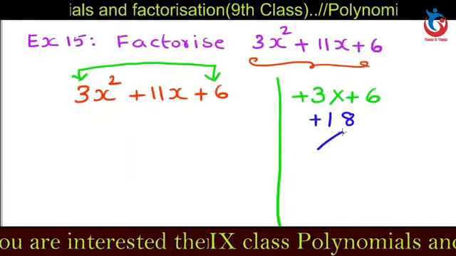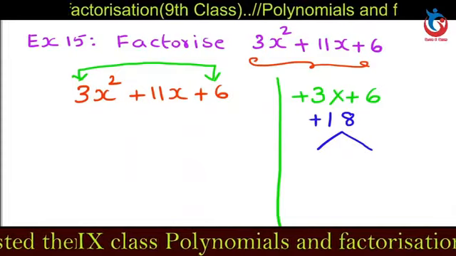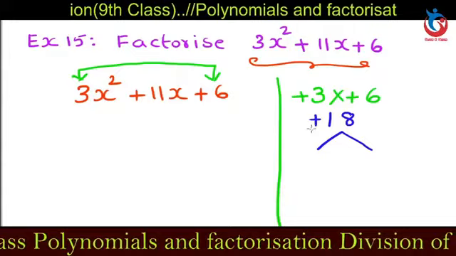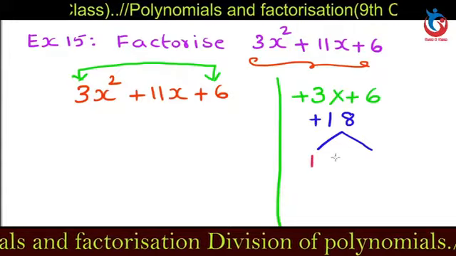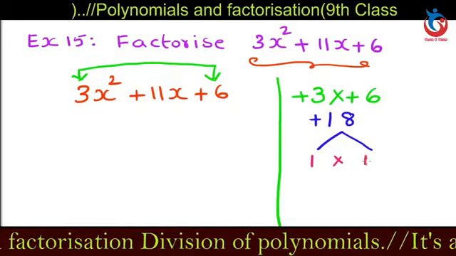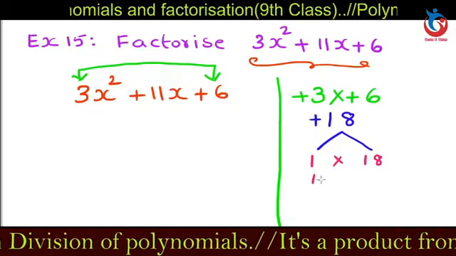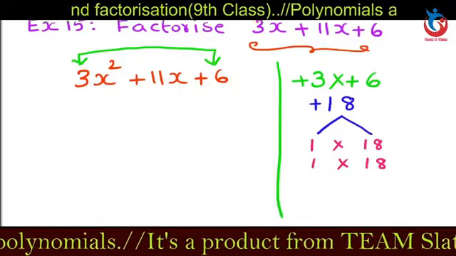So keep the two lines like this and write the factors of 18. First you should start from 1 every time. So write 1 into 18. That means again write twice 1 into 18. Every number, every factor should be written twice.